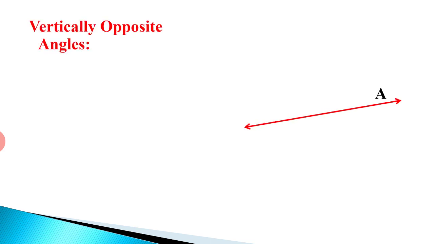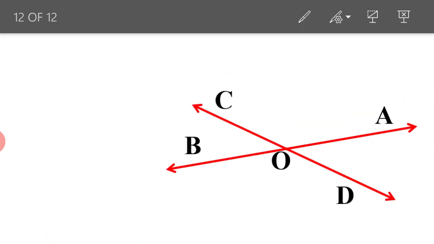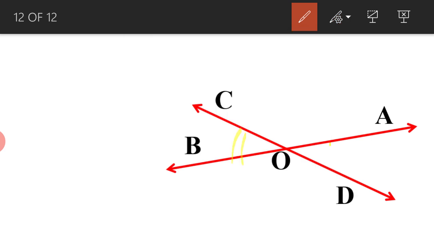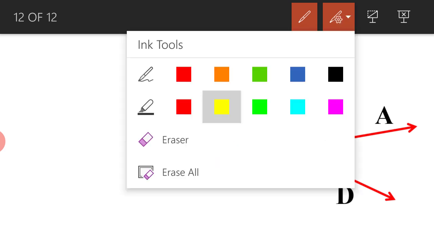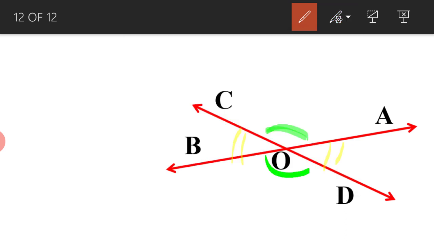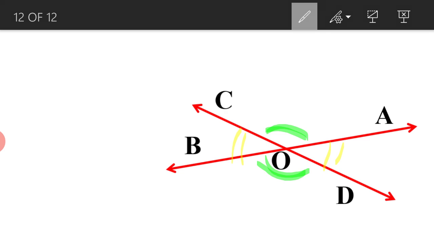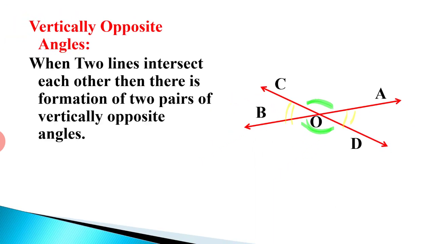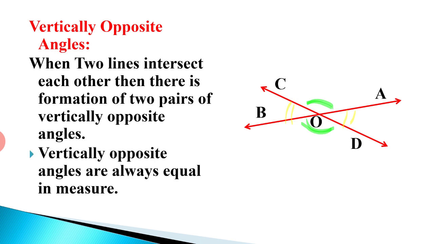Then vertically opposite angles. If two lines are intersecting each other, which two lines, AB and CD? Is it okay? So there is formation of four angles. Can you see the four angles here? The yellow marked angles are vertically opposite angles. Why? Because their vertex is common and they are on opposite sides of each other. And vertically opposite angles are always equal. So when two lines intersect each other, there is formation of two pairs of vertically opposite angles, and vertically opposite angles are always equal in measure.